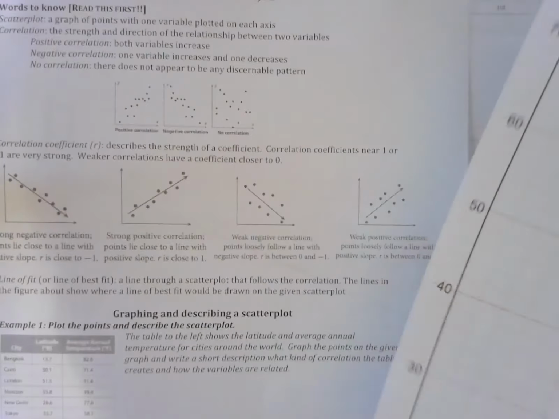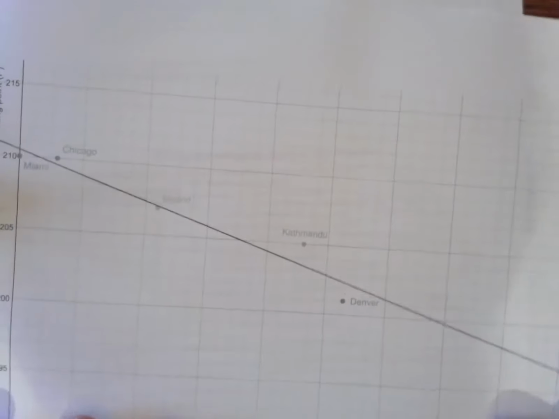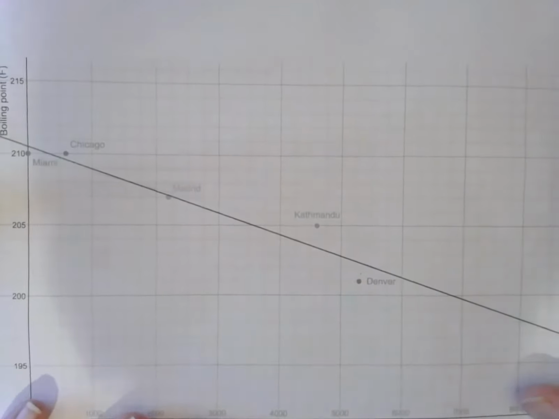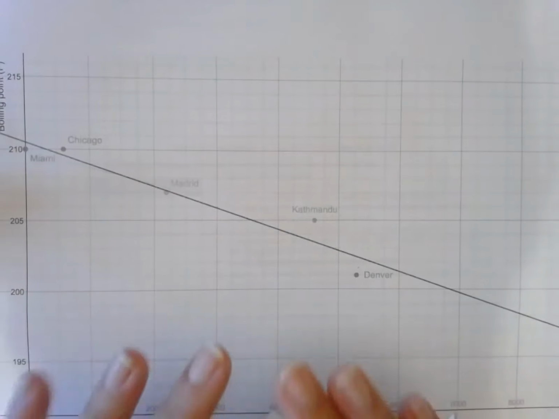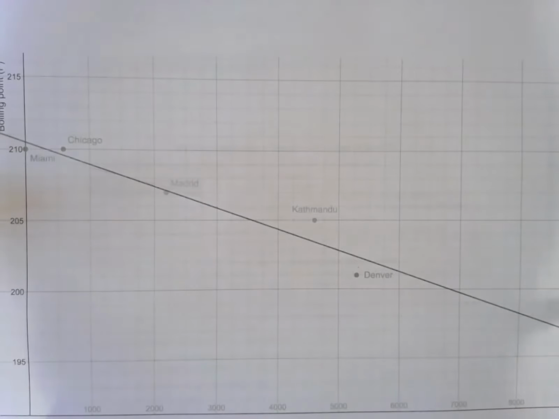Our second example was the same kind of idea. Our second example did altitude and boiling point, which was also a negative correlation. And we want to describe this correlation. When I ask you to describe a correlation, I don't need a paragraph. I don't need anything more than a sentence or two.